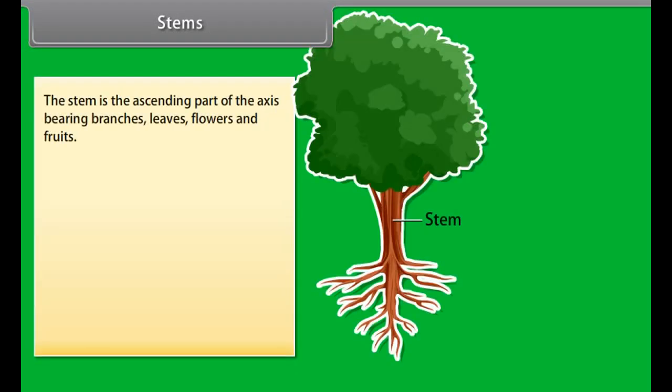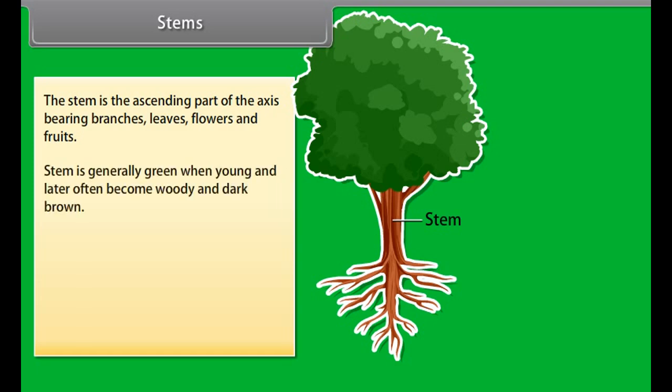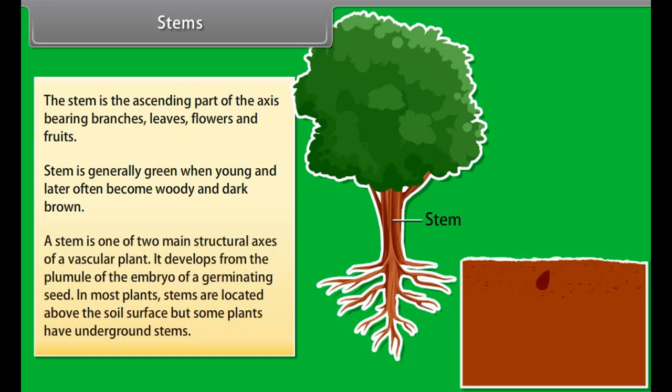Stems. The stem is the ascending part of the axis, bearing branches, leaves, flowers, and fruits. Stem is generally green when young, and later often becomes woody and dark brown. A stem is one of two main structural axes of a vascular plant. It develops from the plumule of the embryo of a germinating seed.